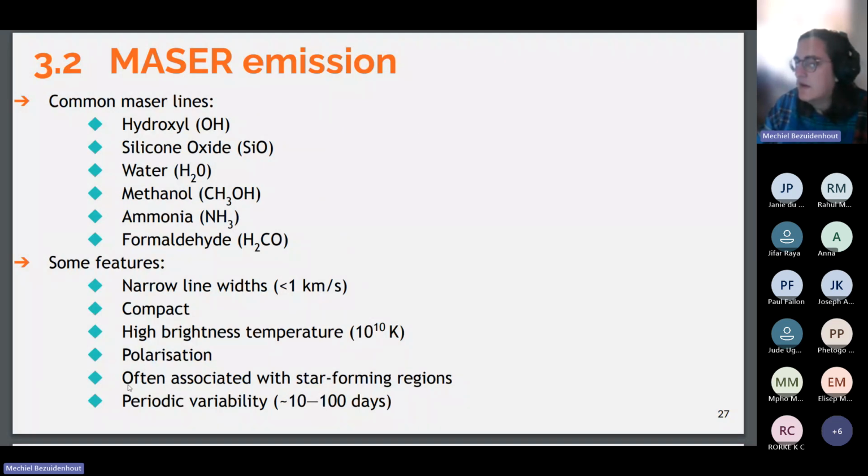And then the maser emission is also typically associated with star-forming regions. So I know that's one of the major uses of studying masers, to try to trace where star formation is happening in the universe, and try to understand the processes by which stars and galaxies are formed. And then some masers, I know, are periodic, on the order of 10 to 100 days. And as far as I know, the cause of that periodicity is still up for debate.